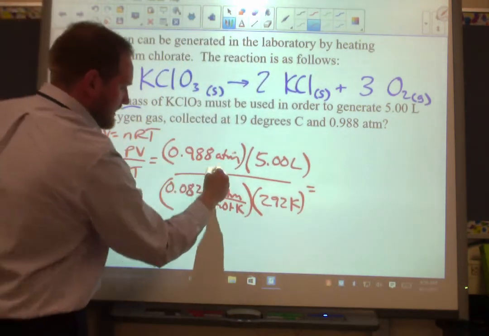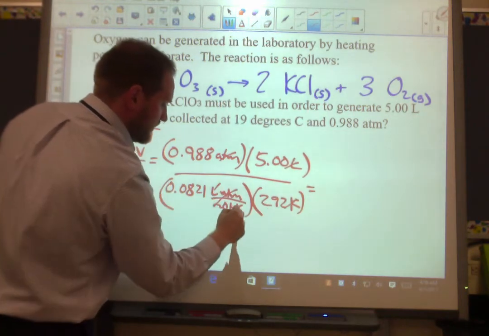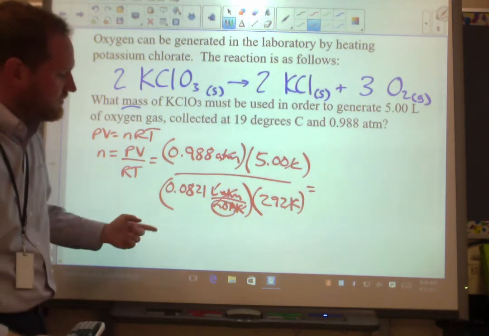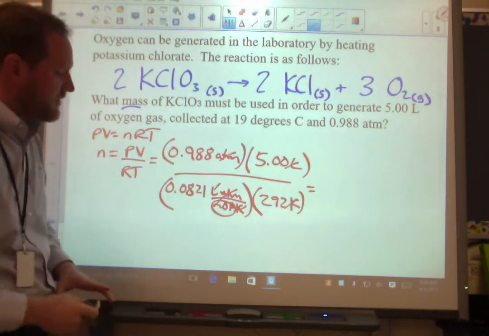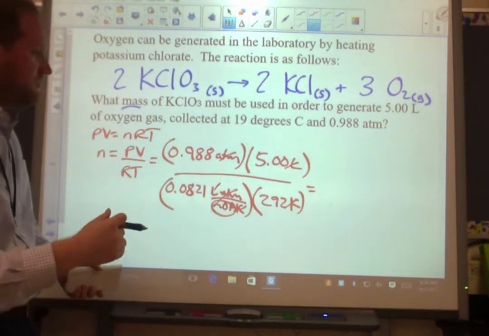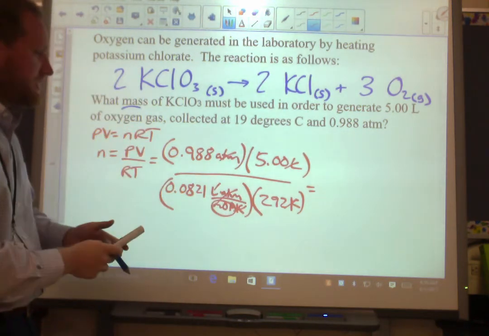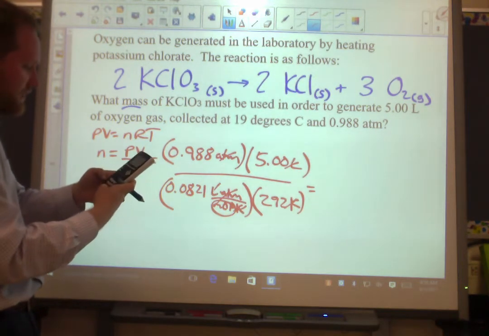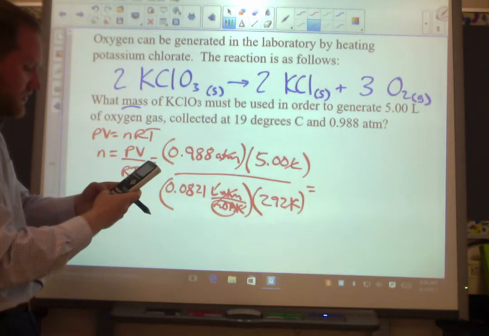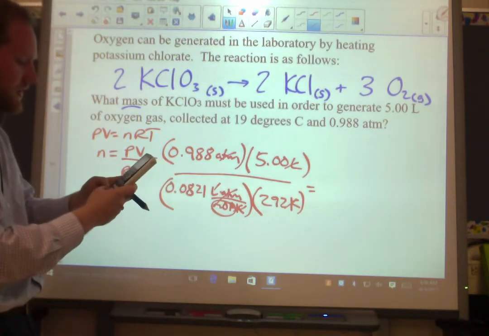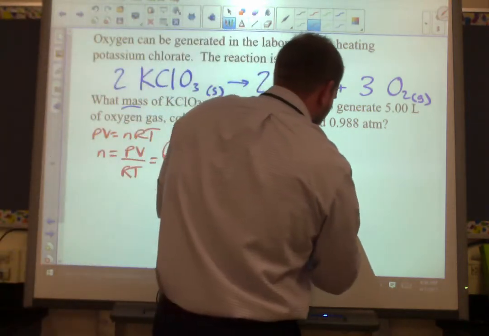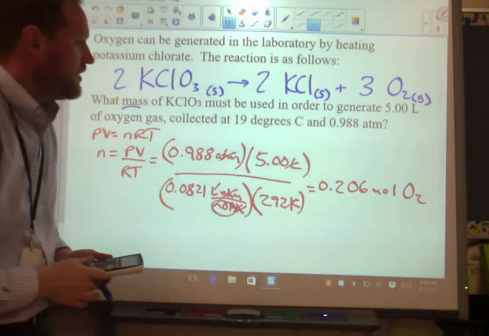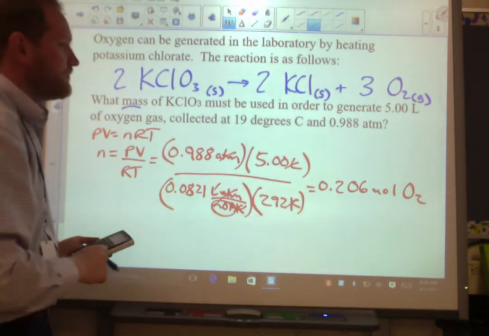All right, atm, atm, liters, liters, Kelvin, Kelvin. That leaves moles as this double denominator. The double denominator, it's like the inverse of the inverse. It's the denominator of this denominator. That means it comes up to the top. You know, if you do inverse times inverse again, it comes up to the top. So that makes sense. 0.988 times 5 equals, divided by 0.0821 equals, divided by 292 equals 0.206 moles of O2. Okay, 0.206 moles of O2.